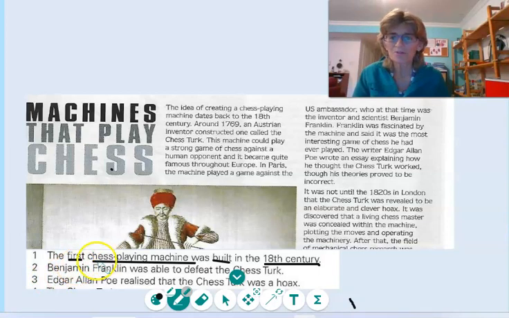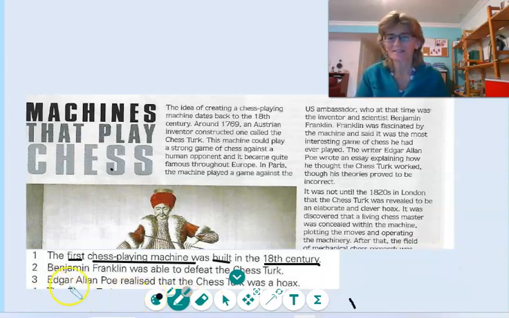Of course, nouns, chess playing machine, names of people, any kind of noun you should underline. Action verbs like built, saved, created, manufactured, underline them. And dates, times, centuries, and any other statistical information like numbers, percentages, that kind of thing.